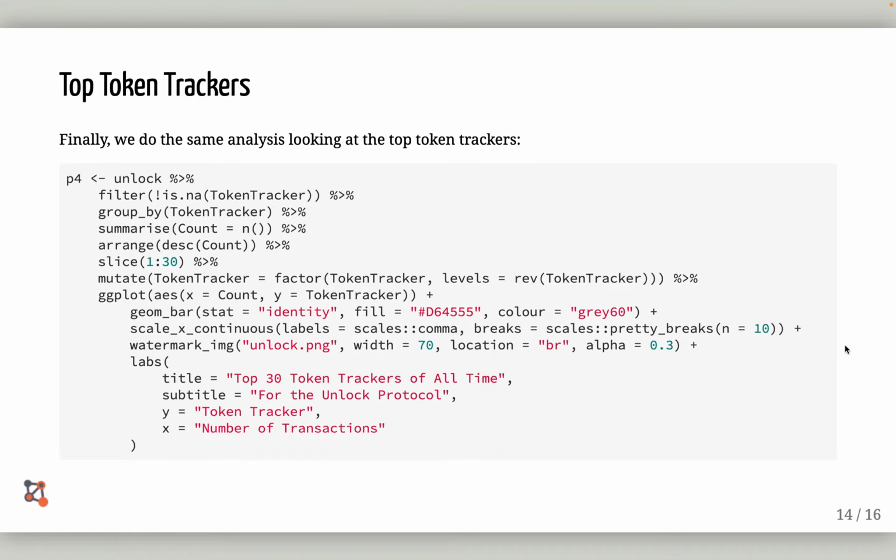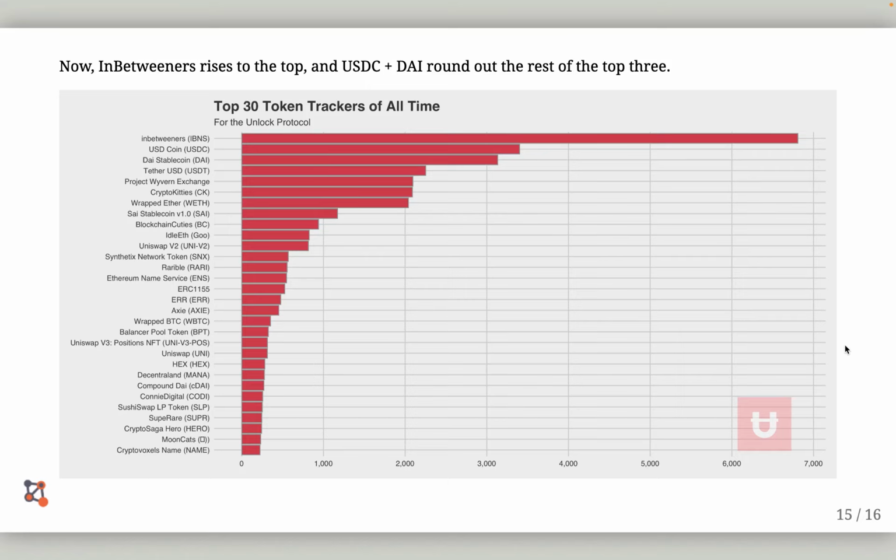So we run similar blocks of code here, and what do we get? We see Inbetweeners actually rises to the top as far as token trackers goes, and then our friends USDC and DAI round out the top 3 when we look at that. CryptoKitties comes in at number 6, it looks like.